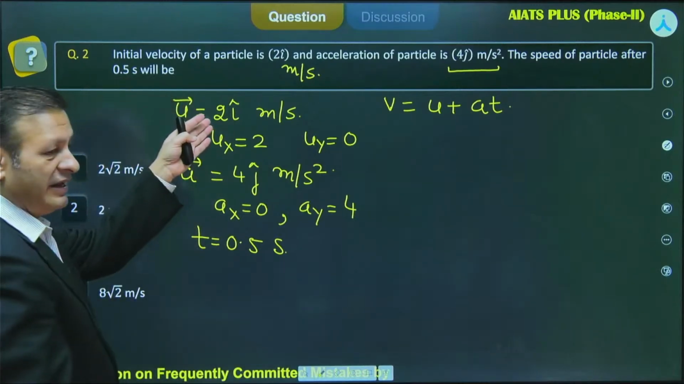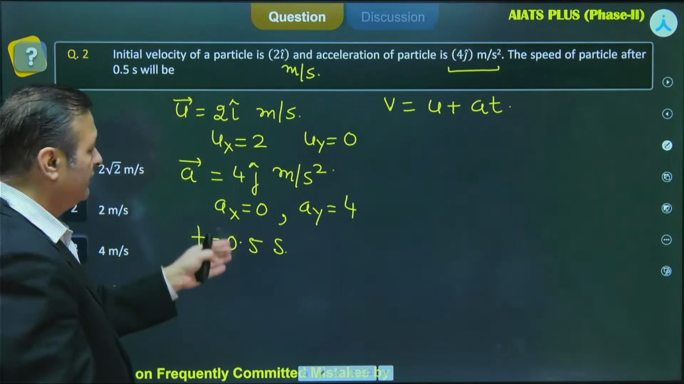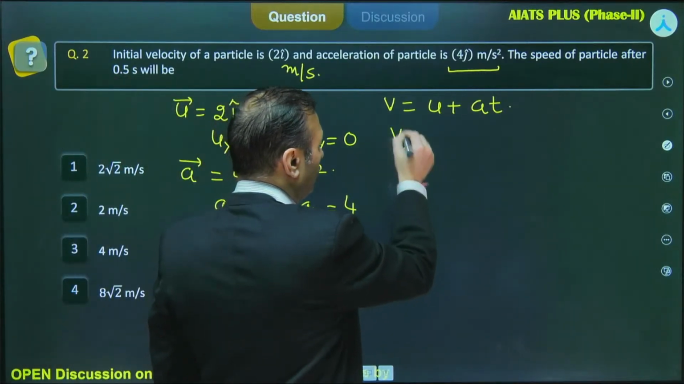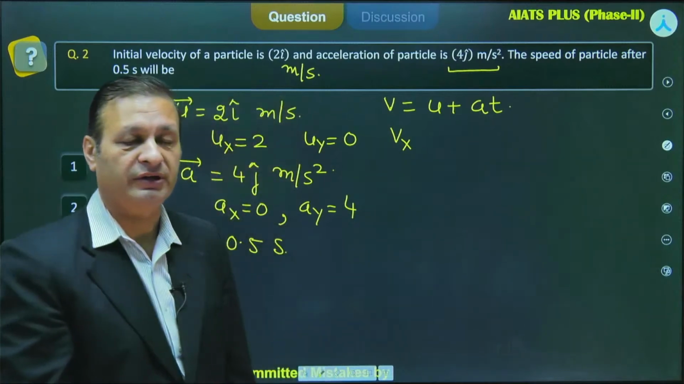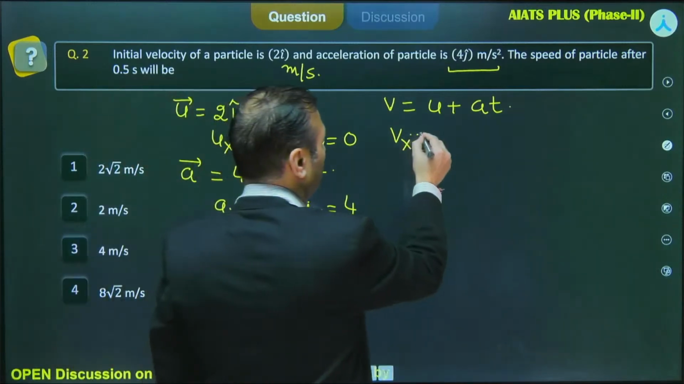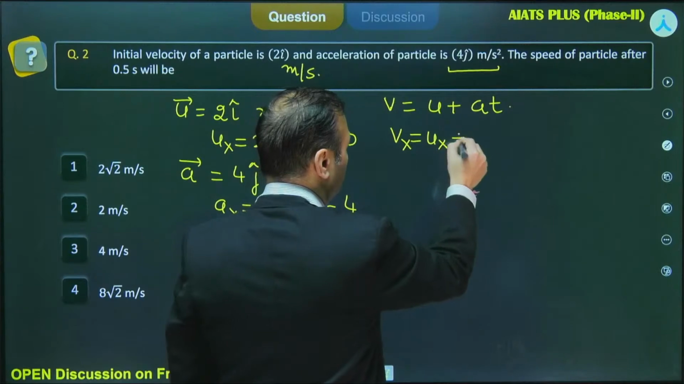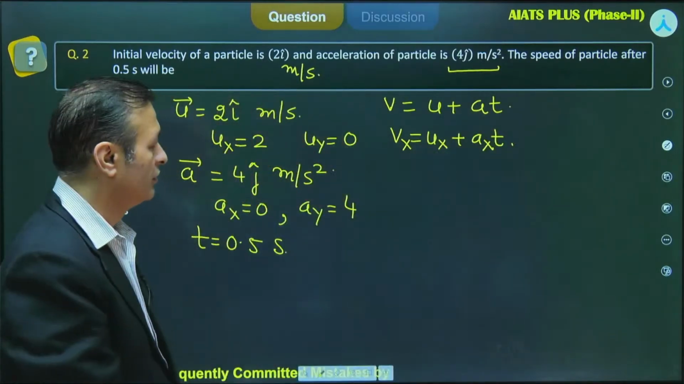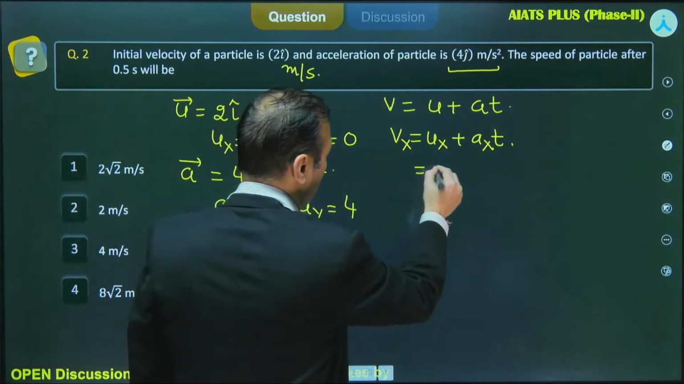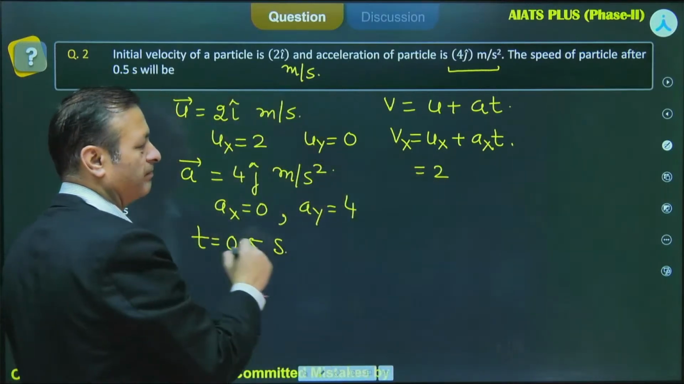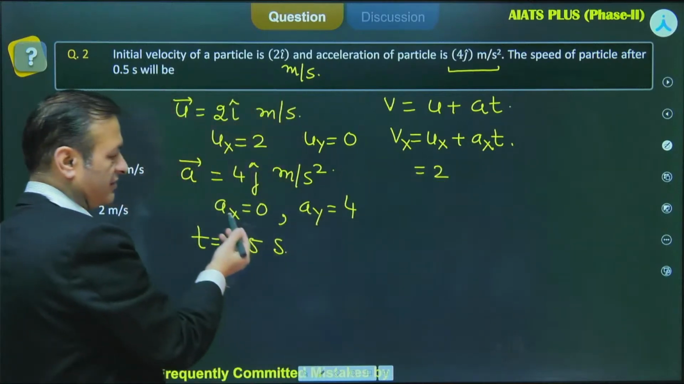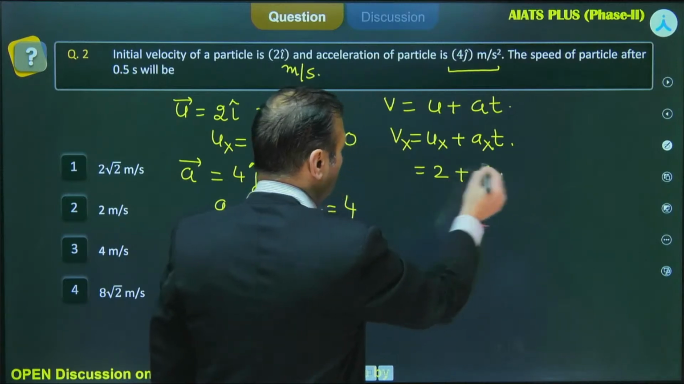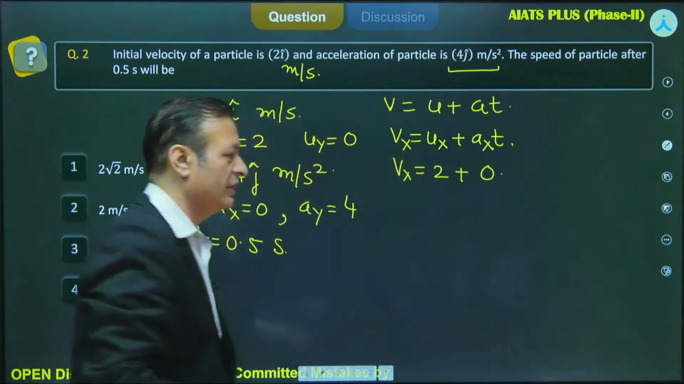But we already have separated these two components very clearly. So how will you find the x component? The x component is given by the same expression, but we'll be considering only the x variables. So what is ux? ux is definitely 2. Is there any ax? There is no ax, so this part is 0. So we have Vx only as 2.